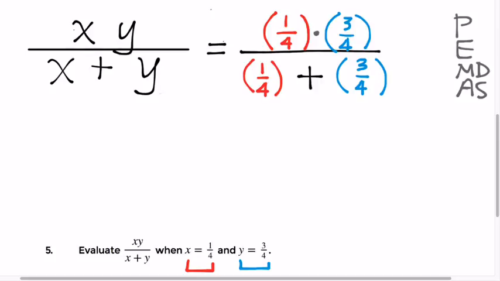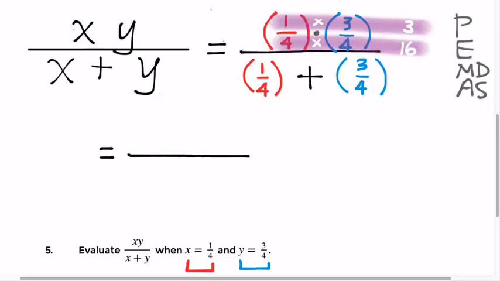How do you multiply fractions? Straight across. So straight across the numerator, straight across the denominator. So what's my new numerator going to be? 3, sorry. My new numerator is 3, the new denominator is 16. 1 times 3 over 4 times 4. And so if I continue now to the next line, what I'm going to have is upstairs the fraction 3 over 16.